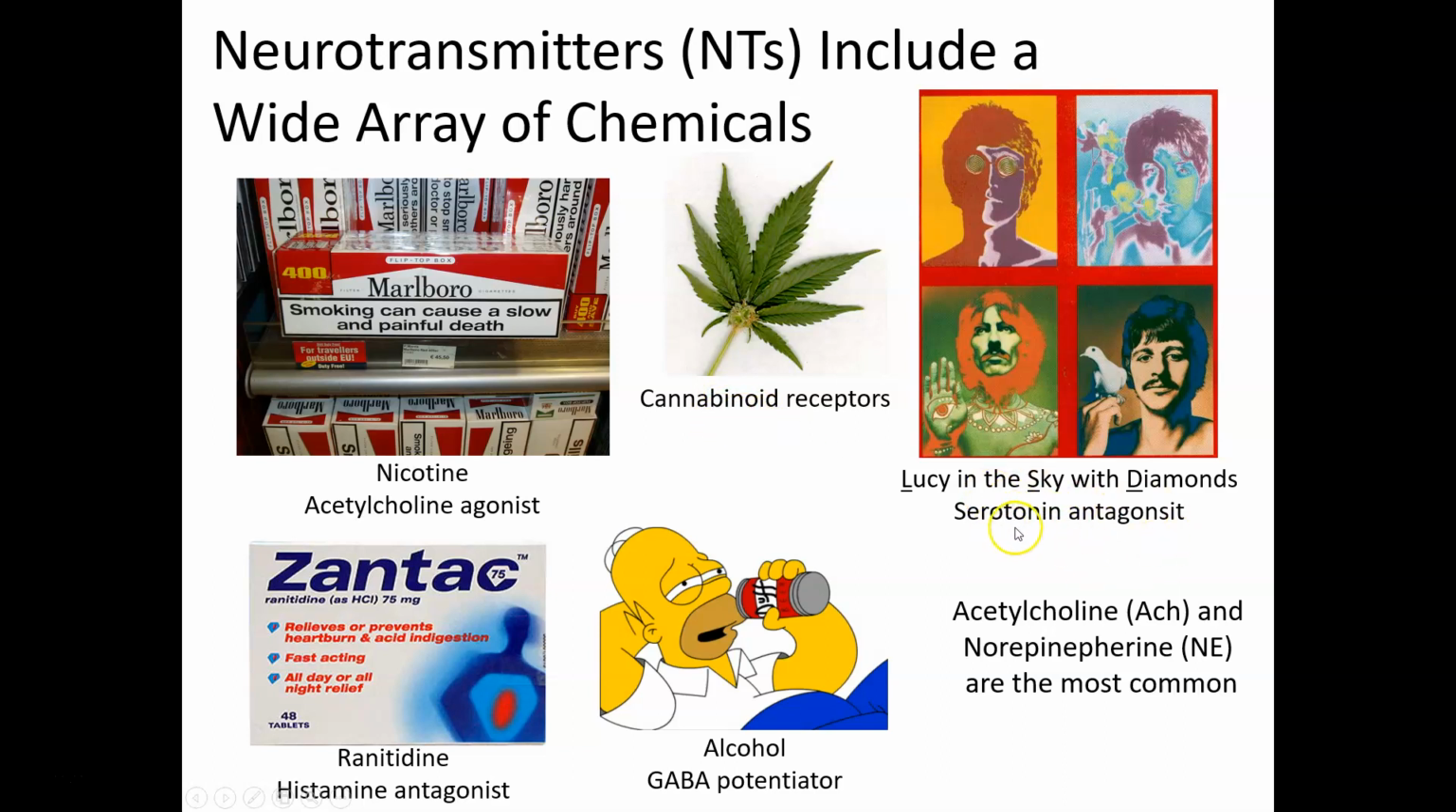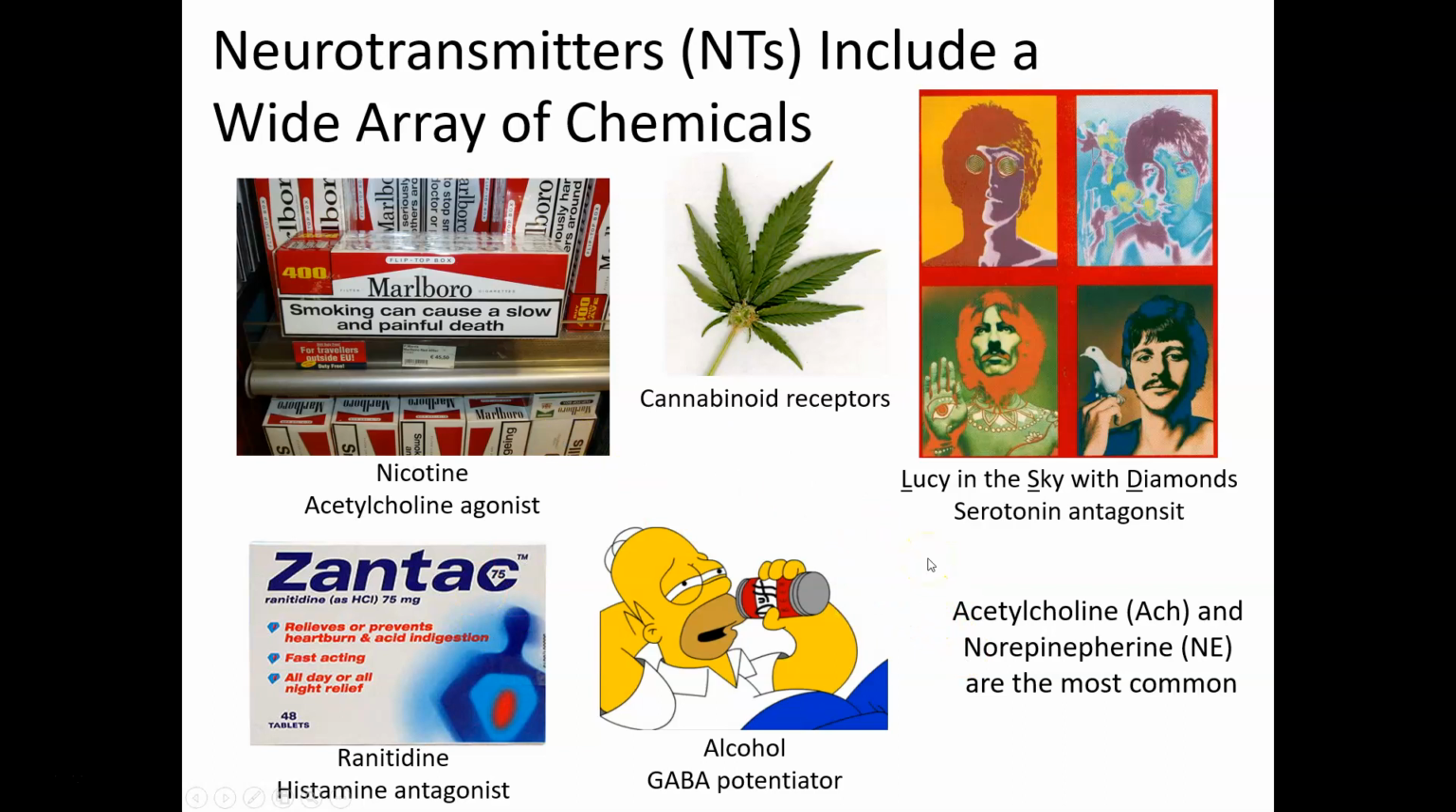There are serotonin antagonists, so those are chemicals that would block serotonin, and an example of that would be LSD. We have histamine antagonists like Zantac and Pepsid AC, which is a slightly different chemical, but still it blocks histamine receptors, and that's like ranitidine. And even alcohol is what we call a GABA potentiator. GABA is an inhibitory chemical we see in the brain. So you have all these different chemicals.